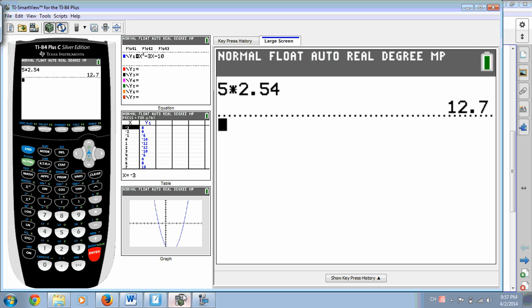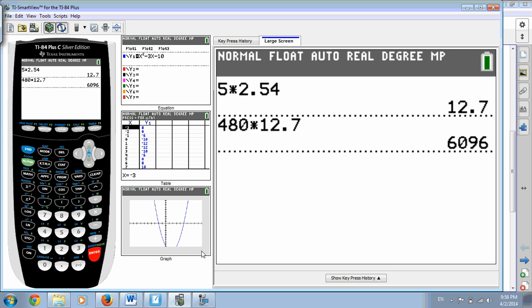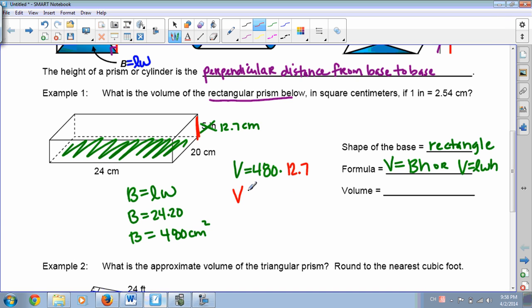So 480 times 12.7 is 6,096. And remember, we want cubic units, so centimeters, oops, centimeters cubed. So 6,096 centimeters cubed, or cubic centimeters.